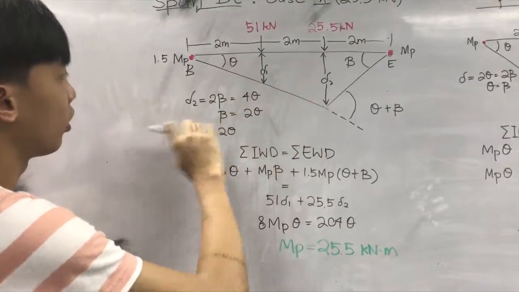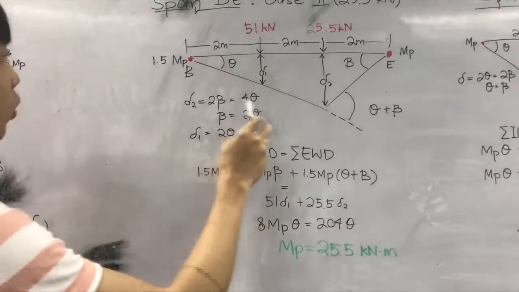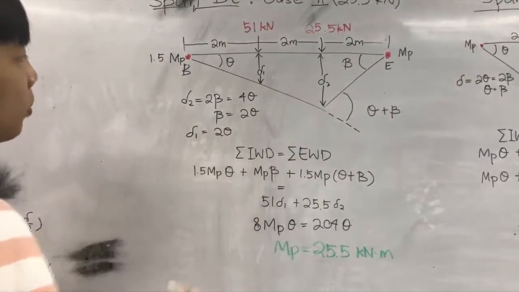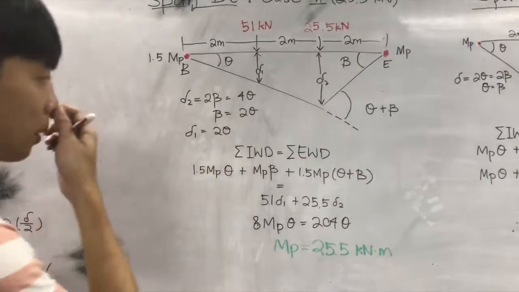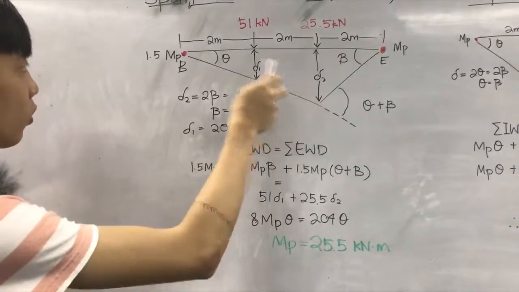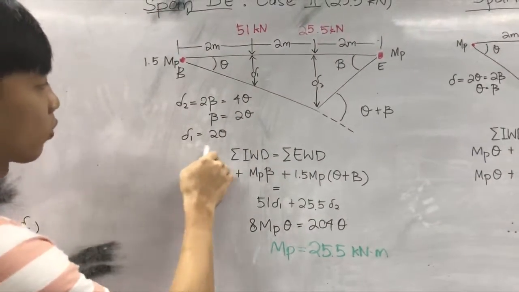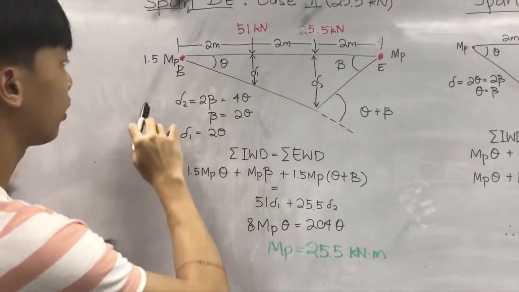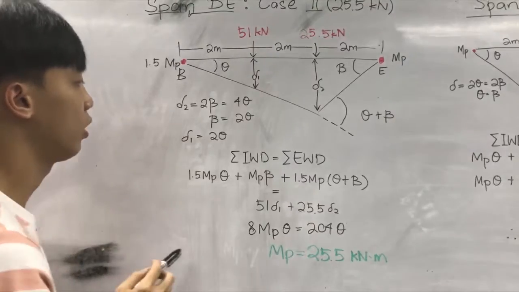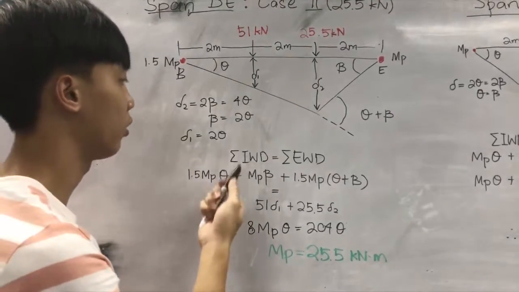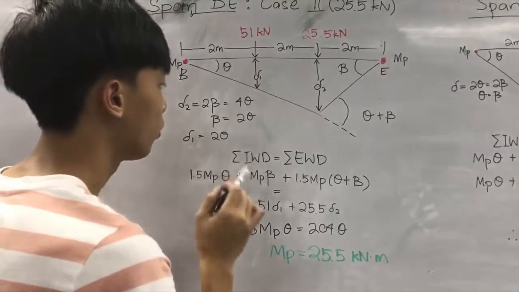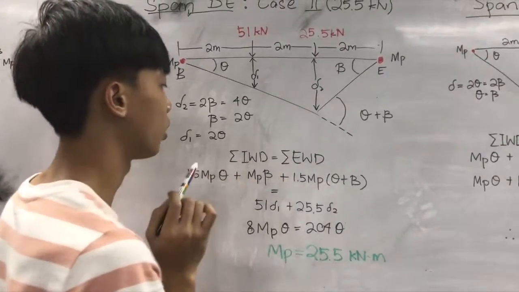And then we equate beta is equal to 2 theta, sorry. And then you have to also define deflection 1, which is also equal to 2 theta. So after you define delta 2 and delta 1, you have to make the same equation, which is summation of internal work done is equal to summation of external work done.